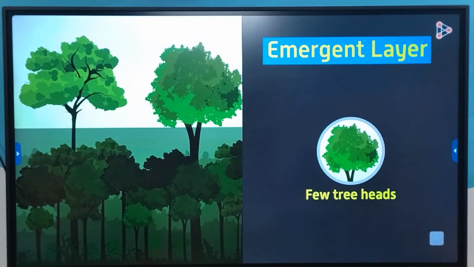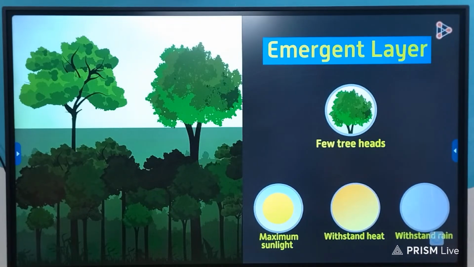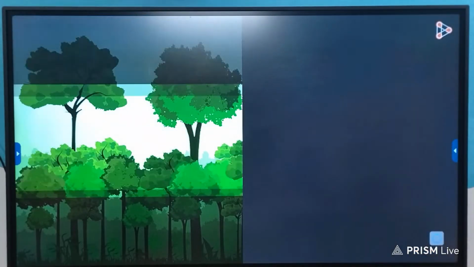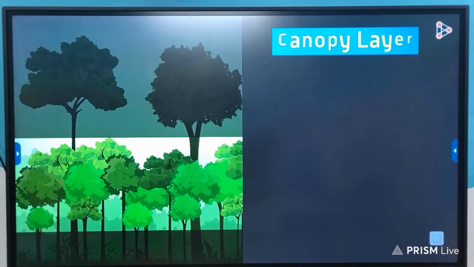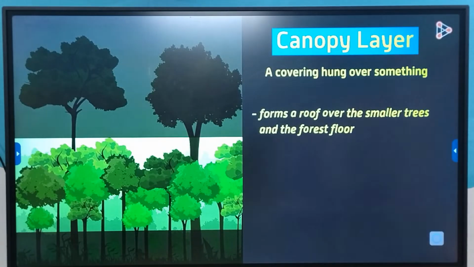Now, as this layer has only a few trees emerging out, it's obvious that these trees receive the maximum amount of sunlight. They are also capable of withstanding extreme weather conditions like excess heat and heavy rainfall. After this layer comes this green belt. The layer is called a canopy. What does canopy mean? In literal terms, it means a covering hung over something, especially a throne or bed. So, is this layer covering something? Yes, it is. The layer forms a roof over the smaller trees below it and also the forest floor.